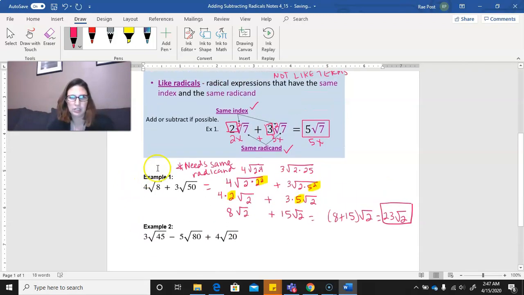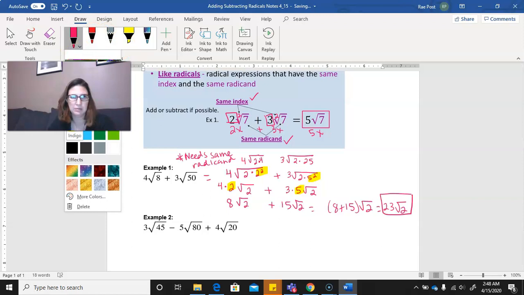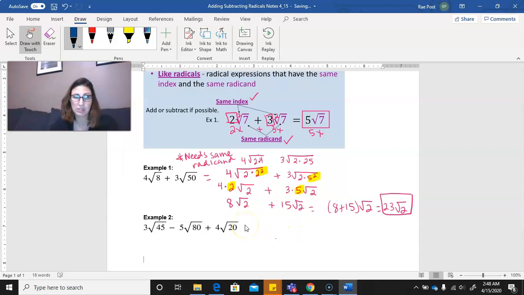Hopefully you guys are looking to see, okay, are there any radicals? I have a square root of 45, a square root of 80, and a square root of 20. They're all square roots, they all have an index of 2, but they do not have the same radicand, so we're going to have to manipulate it again. I'm going to change my ink color so they don't run all together. We'll do blue. You guys like blue. Okay, so let's go ahead and do the same thing here.